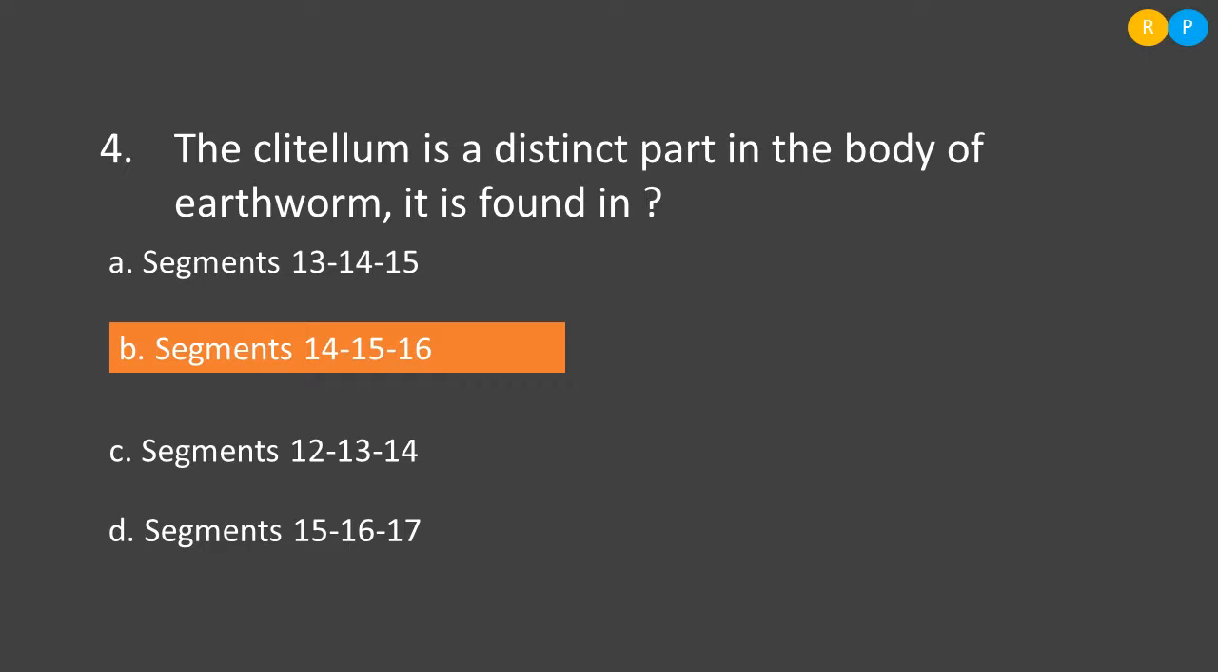Clear. So based on the presence of clitellum, the earthworm body is divided into three prominent regions. The body part present prior to the clitellum is called the preclitellar region, the actual region where the clitellum is present is called clitellar, and just below the clitellum, the other segment of the body is called the postclitellar segment. So the location where we have clitellum in the earthworm is from the 14th segment till the 16th. So the correct answer is option B.